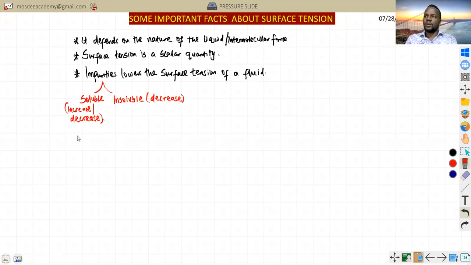Another thing I think I need to talk about so that we can increase our pace is the effect of temperature on surface tension. We can say temperature.